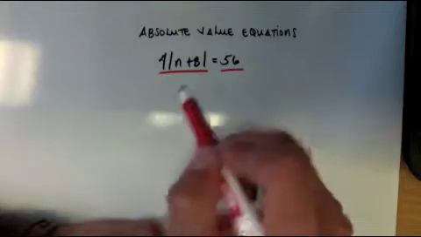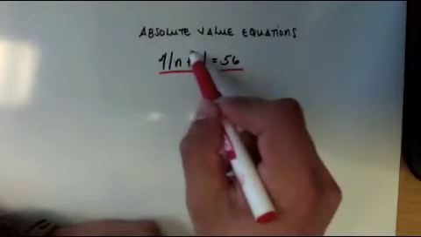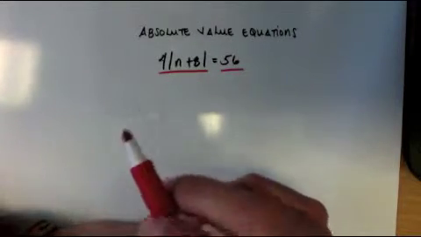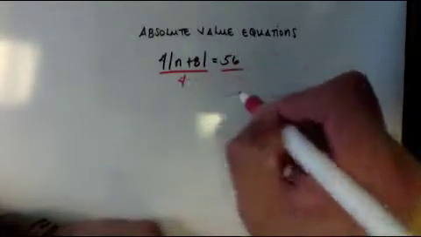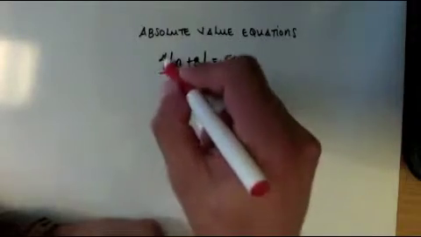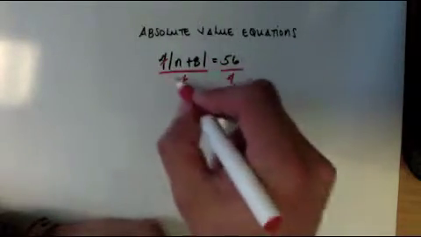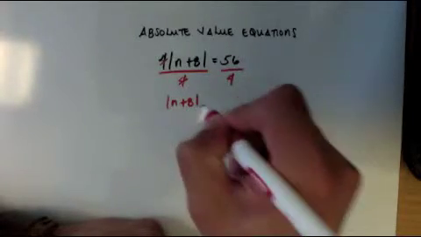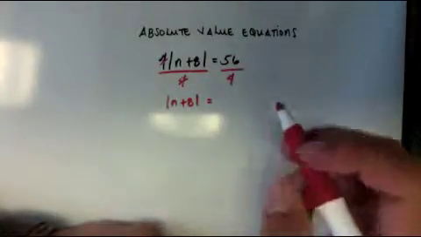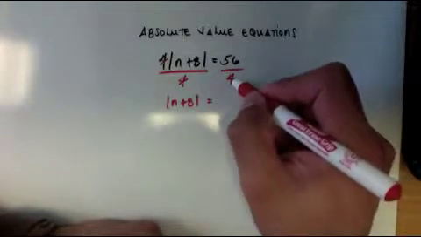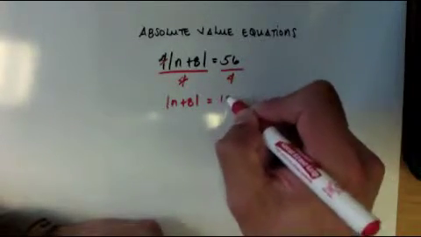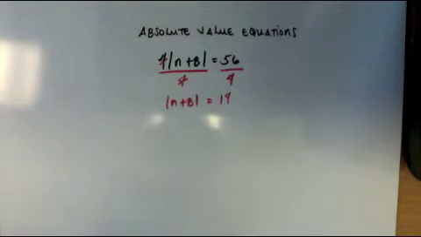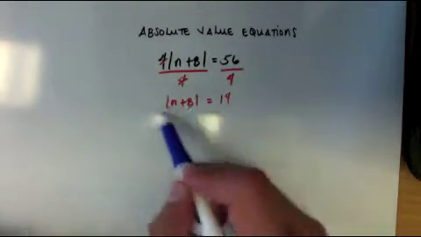So what you want to do is isolate the absolute value first before you go ahead and split it up. Okay, so I'm going to divide both sides by 4, and this will eliminate because 4 divided by 4 is 1, so that will give me the absolute value of 8 is equal to 56 divided by 4. Okay, let's see, 4 goes into 5 once, and that'll give me 14.